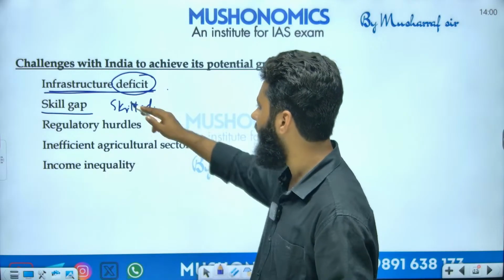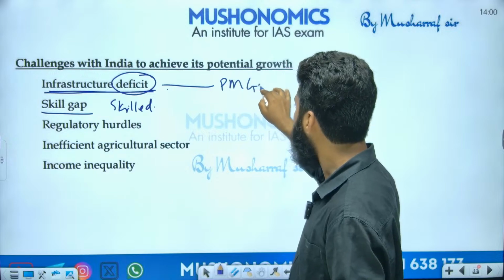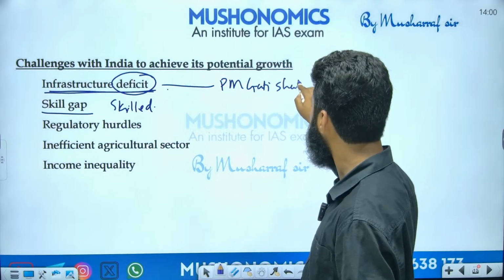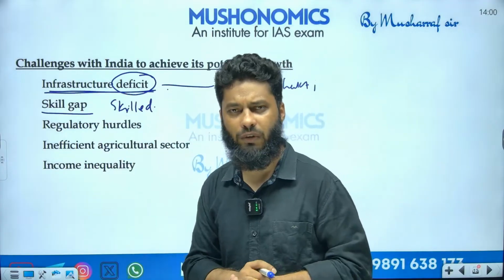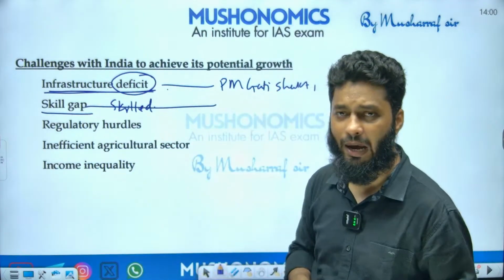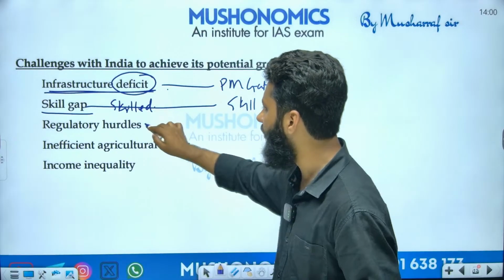In way forward, you can mention for infrastructure deficit, we are having PM Gati Shakti, etc. Bharatmala, Sagarmala, all things you can write when it comes to infrastructure development. When it comes to skill gap, you can talk about Skill India, right?